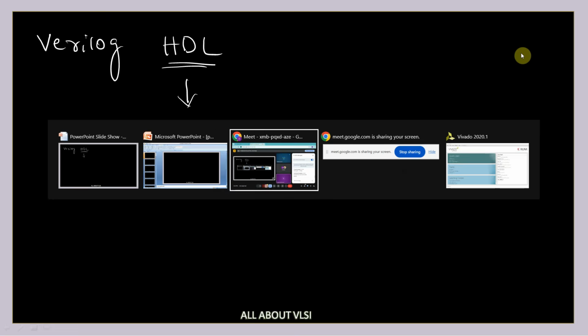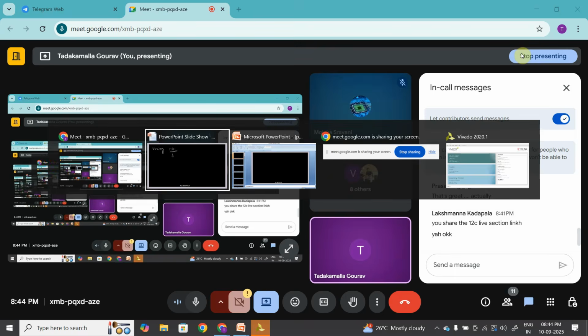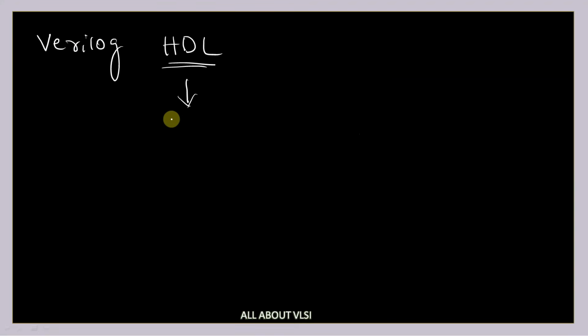So basically we are going to start with Verilog HDL. Okay. So anyone, any idea what you mean by HDL? Full form of HDL? Exactly. So HDL is nothing but hardware description language. Okay. So what do you mean by hardware description language?